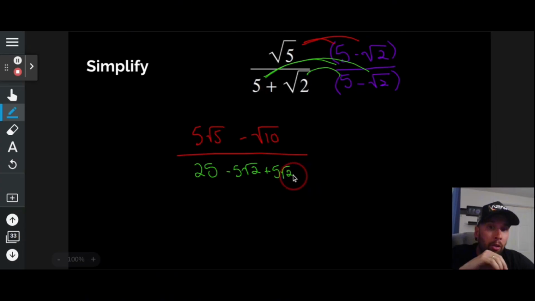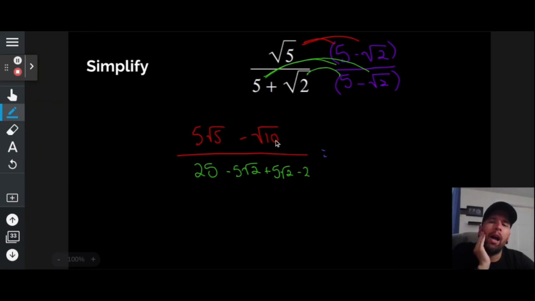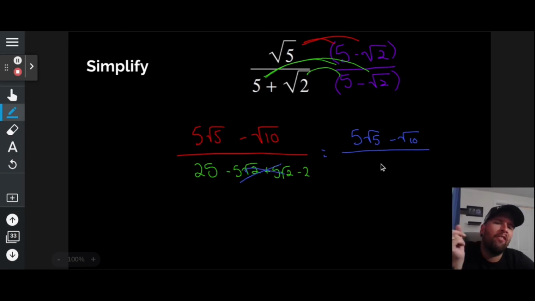Remember that magic I was talking about earlier? And root 2 times negative root 2 is, well, root 2 times root 2 is 2, because it's root 2 squared. And so it's negative 2, minus 2. Can't combine the top. You're a 5, and you can't simplify those square roots. So it remains 5 root 5 minus root 10 over, you guys go away, and 25 minus 2 is 23.